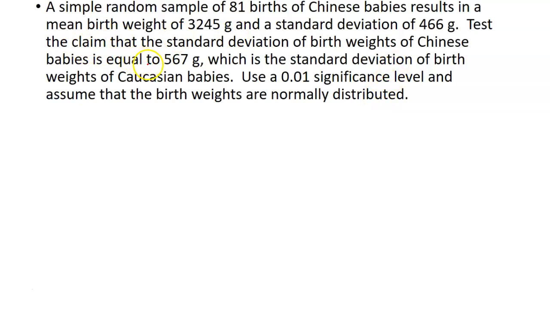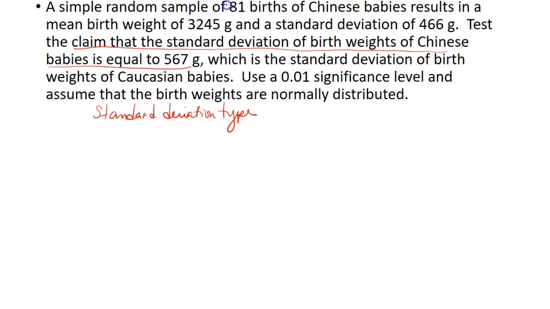So I've got a lot going on here. First of all, let's focus on the claims. We want to test the claim here that the standard deviation of birth weights is equal to 567 grams. So our claim is about the standard deviation. So it's going to be a standard deviation type. And then I want to go in and identify the values.